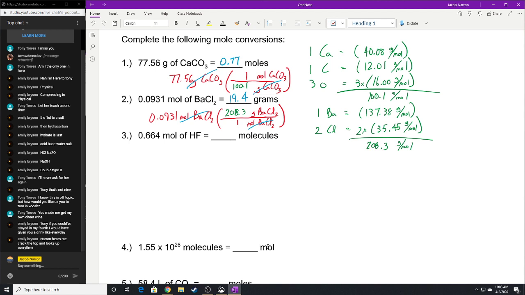Let's take a look at number 3. We have moles of HF, and we want to find out how many molecules that is. Now, this is where you have to use Avogadro's number, the one that everybody looked up on Google for their quiz and got the wrong answer because you just wrote down what Google said. Avogadro's number.